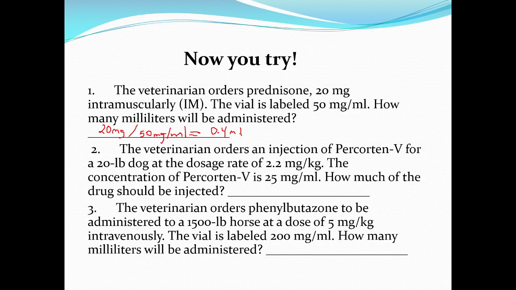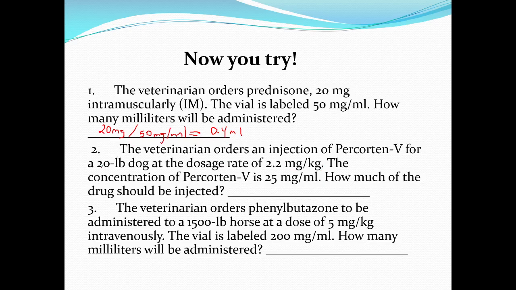Okay. Next one. The veterinarian orders an injection of Percortin 5 for a 20-pound dog at the dosage rate of 2.2 mg per kg. The concentration of Percortin 5 is 25 mg per mil. How much of the drug should be injected? So it's a 20-pound dog. We have pounds, we have kilograms here. So what do we need to do? Change the pounds to kilograms.